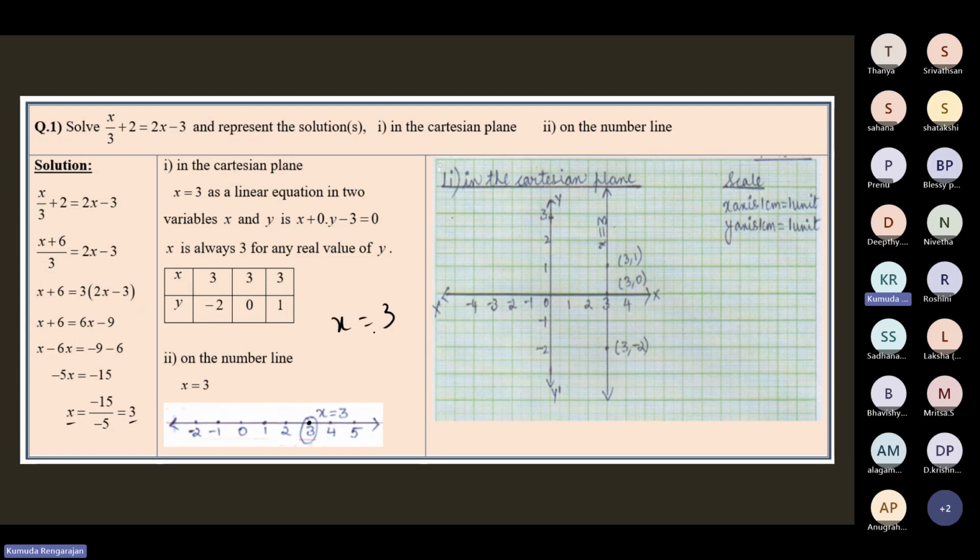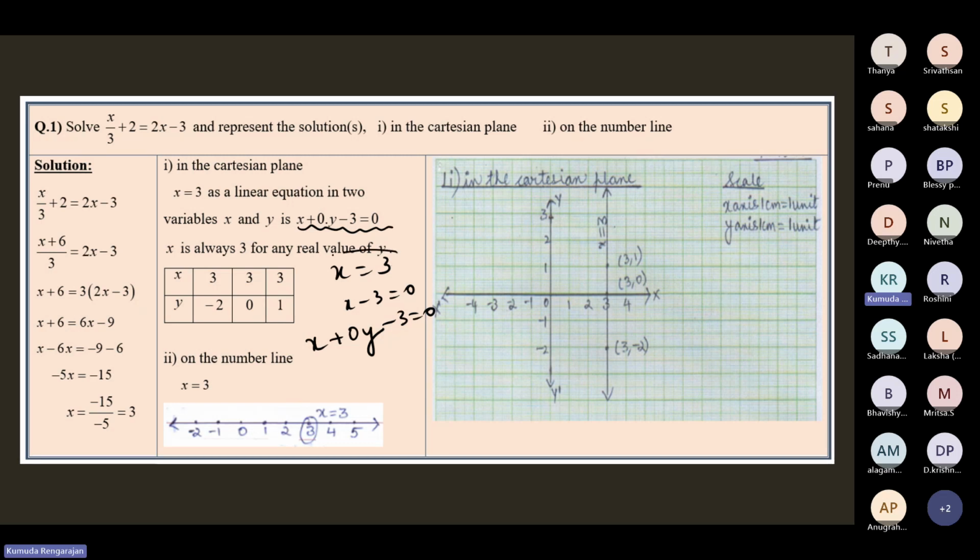Now, when you treat this one as a linear equation in two variables x and y, then you need to write it like this: x plus 0y minus 3 is equal to 0, because x is equal to 3 means x minus 3 is equal to 0. Now there's only one variable x. The variable y is missing. So you need to write it as x plus 0y minus 3 is equal to 0.